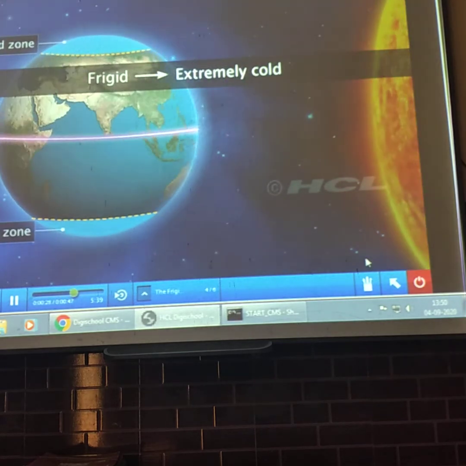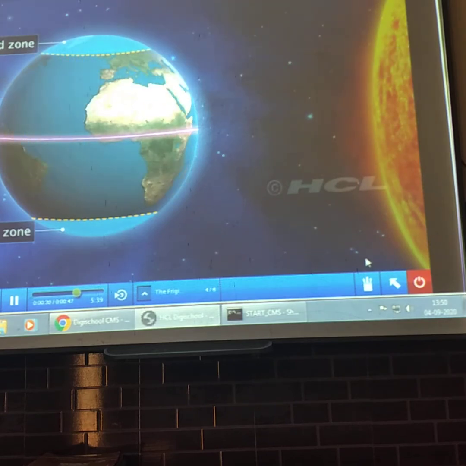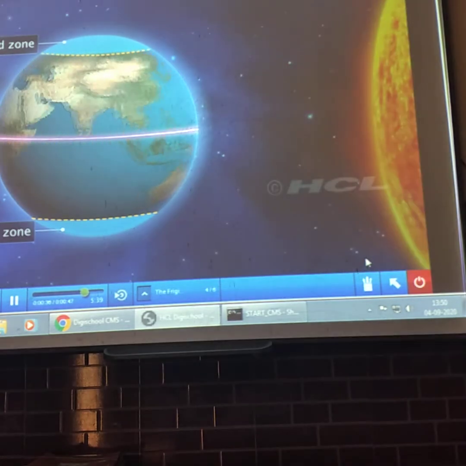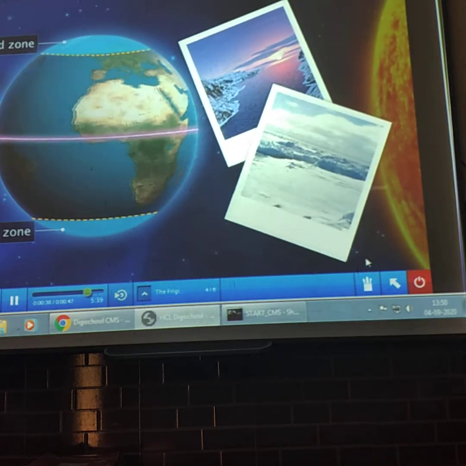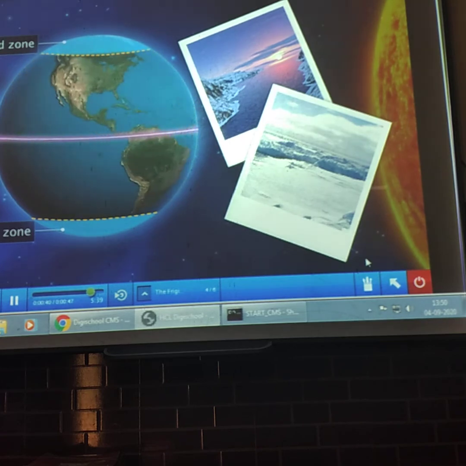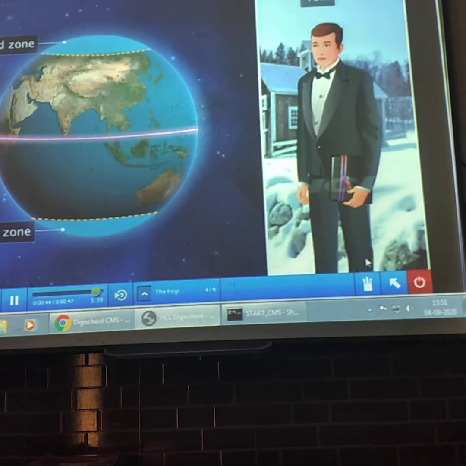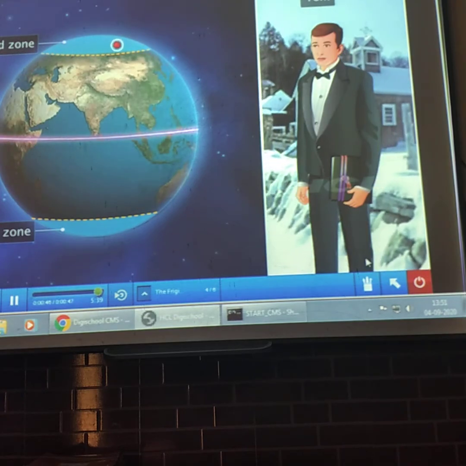Frigid means extremely cold. As the name indicates, the frigid zone is very cold. In this zone, the sun does not rise much above the horizon. Sailor's cousin Tom lives in the frigid zone.